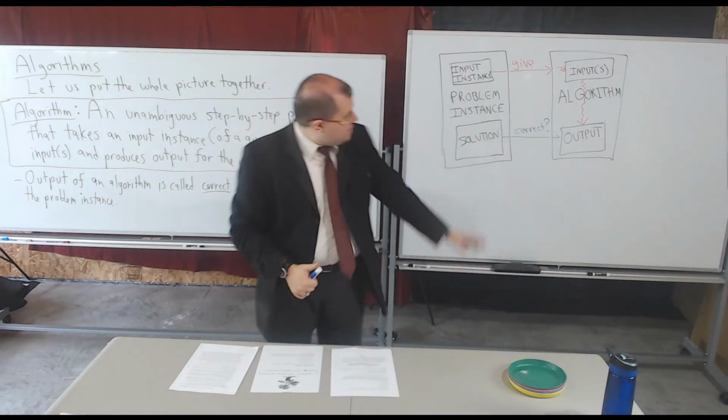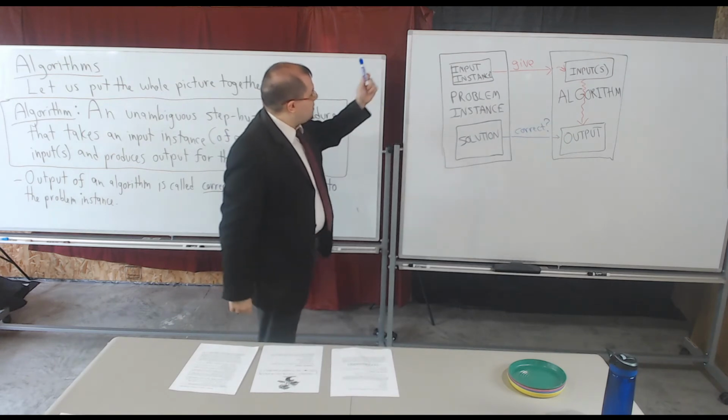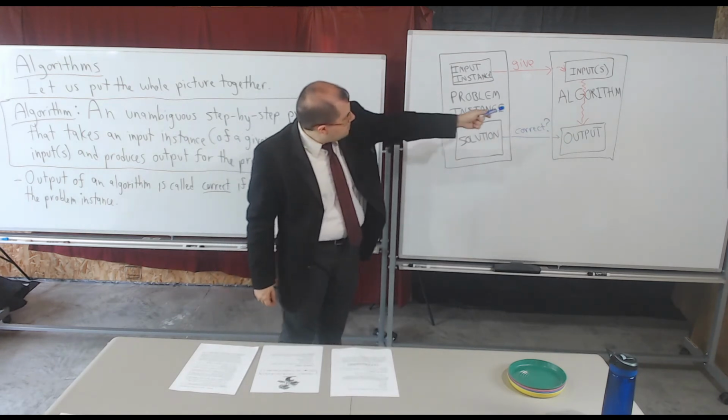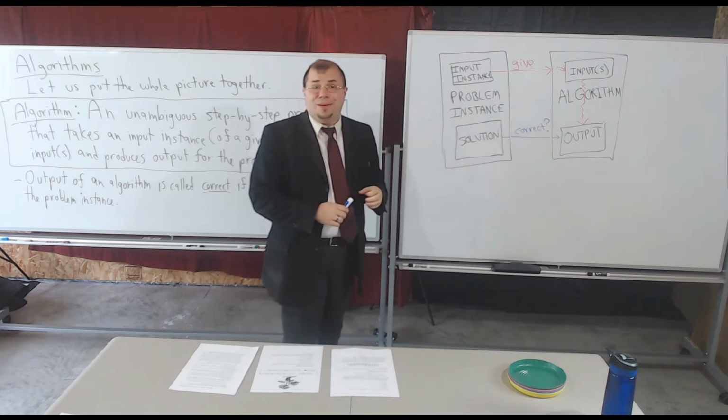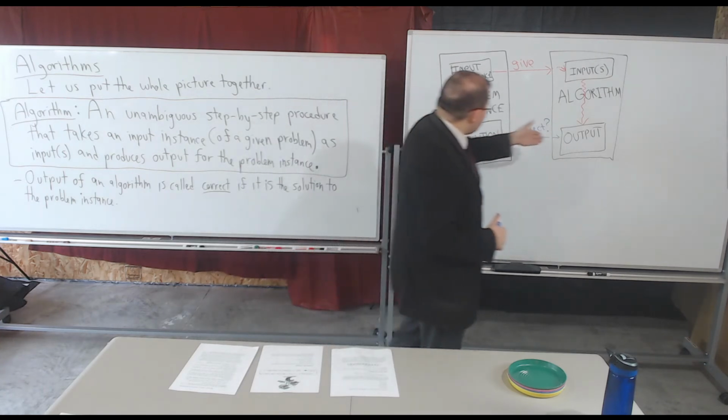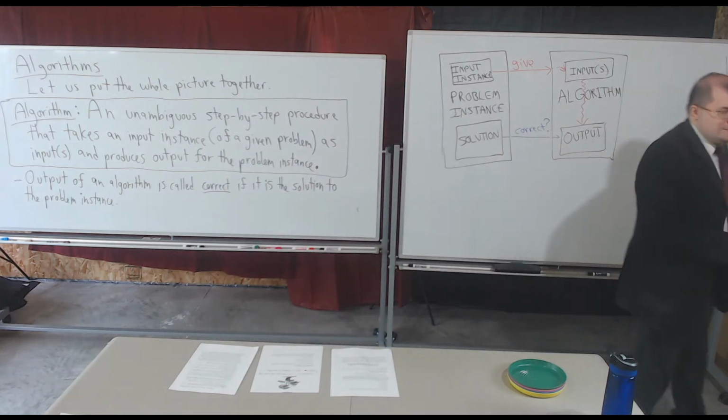So this is kind of like the picture I want you to have in your head. I take inputs from the problem instance, I feed it as input to the algorithm, which processes that and produces output. And then we just simply want to know if this is correct or incorrect. Okay?